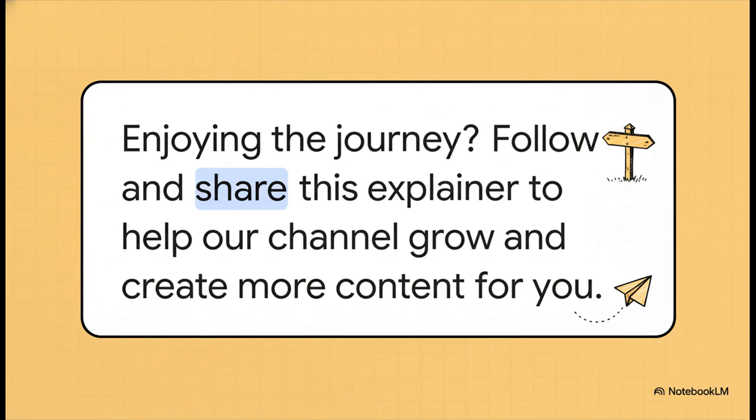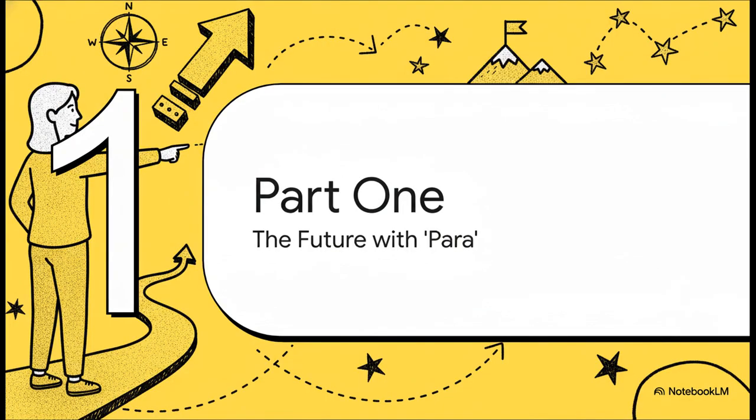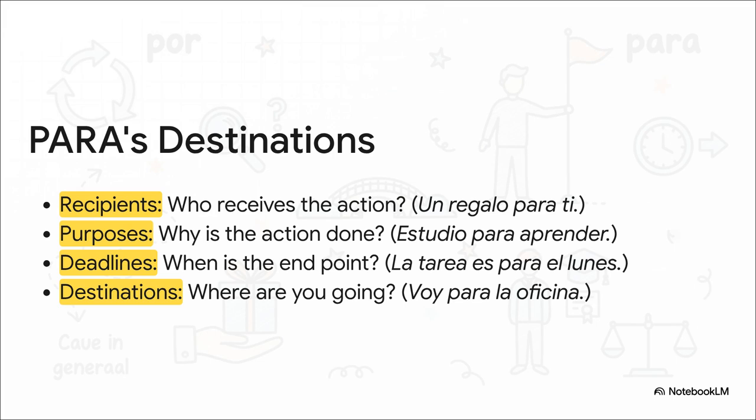Okay, you ready? Let's meet our first guide. So, on this first path, you meet a guide. Their name is Para. And you notice something about Para right away. They are always looking forward, always pointing toward the horizon. Para doesn't really care about where you've been. No, they're all about where you're going, the endpoint, the final goal, the destination. You could say Para is the guide to your future. Para's whole world revolves around that endpoint. Just think about it. Para points to the final recipient of something, like un regalo para ti, a gift for you. It's all about who gets it in the end. It defines the ultimate purpose.